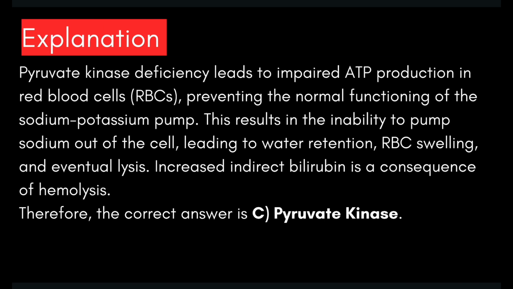Moving on now. Pyruvate kinase deficiency leads to impaired ATP production in red blood cells, preventing the normal functioning of the sodium-potassium pump. This results in the inability to pump sodium out of the cell, leading to water retention, red blood cell swelling, and eventual lysis. Increased indirect bilirubin is a consequence of hemolysis. Therefore, the correct answer is pyruvate kinase, C, in this question.